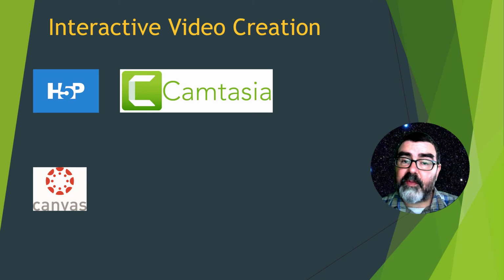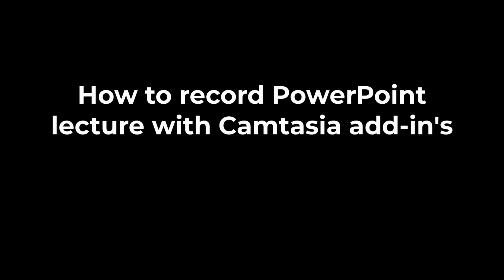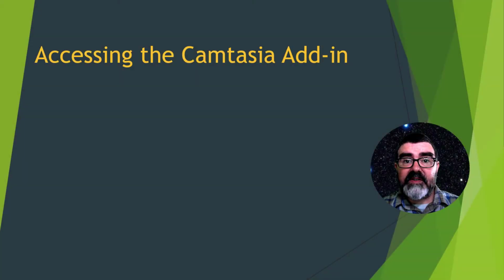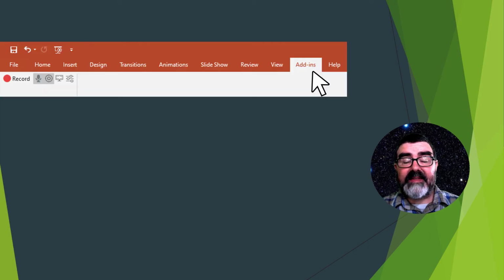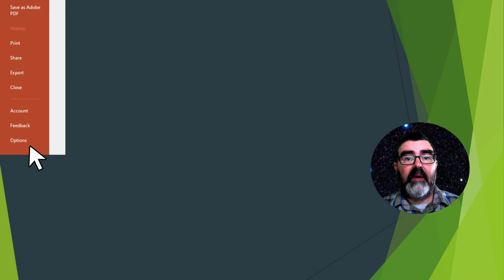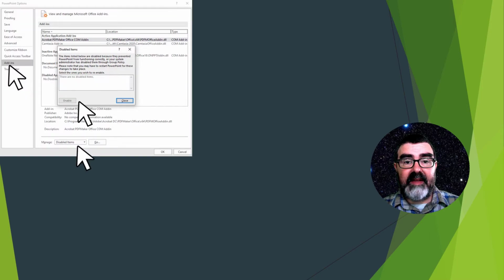Let's go back to recording your PowerPoint lecture. First, you must access the Camtasia add-in. Click the Add-ins tab. The PowerPoint add-in toolbar is installed by default with Camtasia. If it doesn't appear in PowerPoint, you may need to enable it. To do this, go to File, Options, and Add-ins. Click on the Manage drop-down, select Disabled Items, then click Go. If the Camtasia add-in is listed, select it and click Enable.